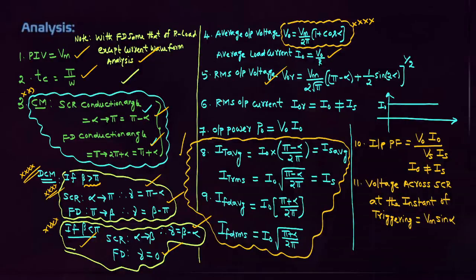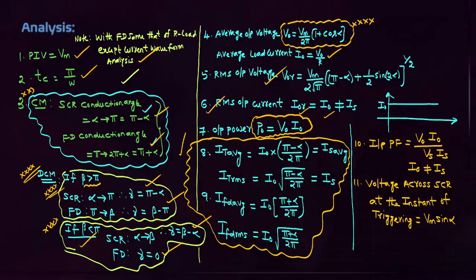Then what is the RMS output current? Let us assume that it is a continuous mode of operation. The RMS output current equals the average load current. Then output power. Wherever the continuous mode I am discussing with respect to rectifiers, you have to calculate the output power as V0 into I0. Don't take V0 RMS into I0 RMS. You have to take V0 into I0. In a discontinuous mode, you have to take V0 RMS into I0 RMS. But in a continuous mode, V0 into I0.